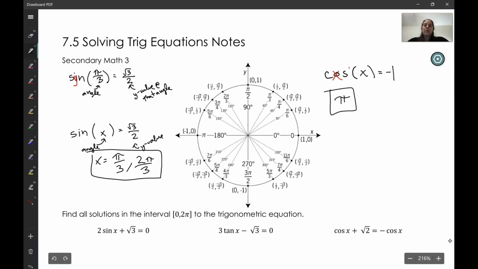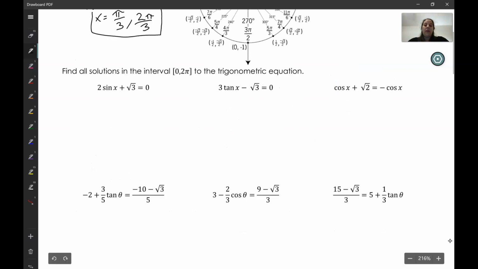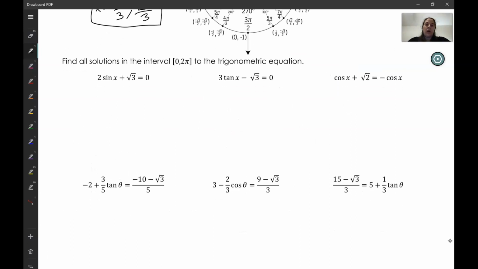Now that we've talked about what these mean at their core, in the next video, we'll do a couple examples where they're a little more complicated. And we'll also do an example of tangent, which is definitely the hardest one to do.